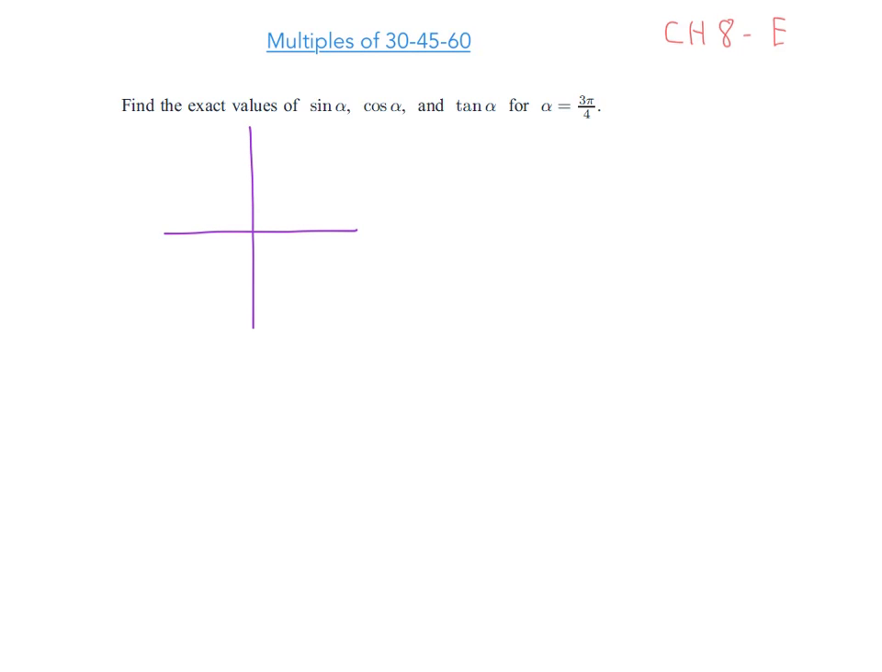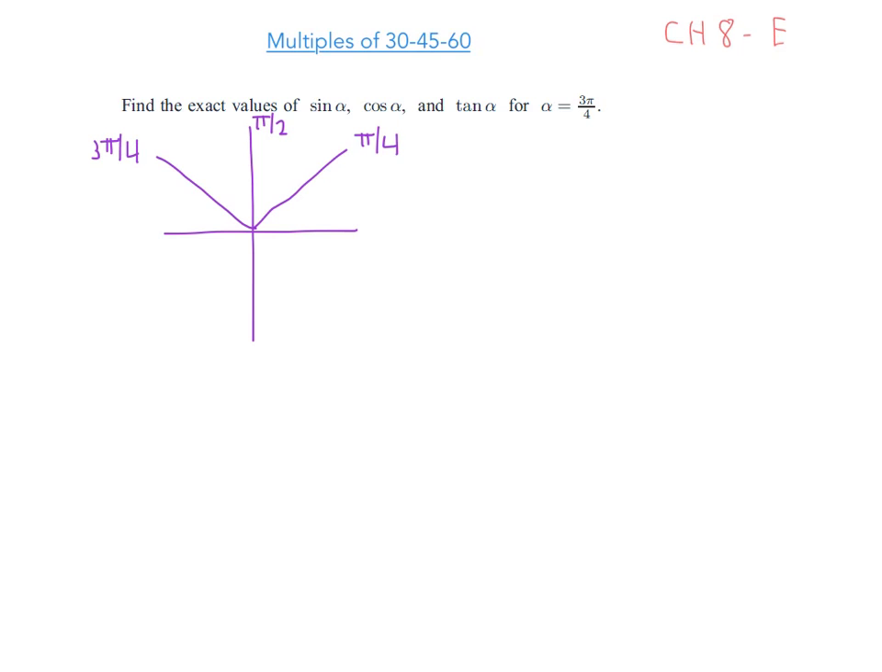3 pi over 4 is 3/4 of a pi, so that means if I were to divide this into two sections, that would be pi over 4, as we all know. This will be 2 pi over 4, which makes sense to call a pi over 2. So then this will be 3 pi over 4.